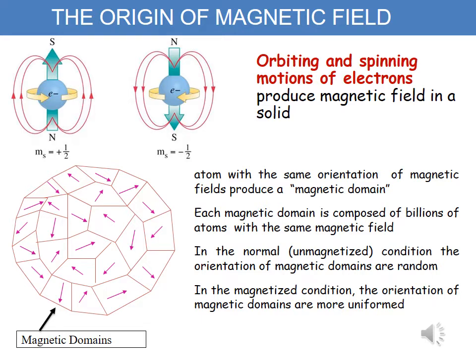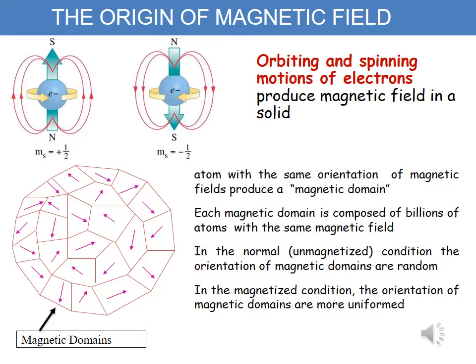The origin of magnetism in a material comes from a microscopic source, that is, the spinning electrons. Electrons spinning in the counterclockwise direction produce a spin-up orientation, which we call a north pole, while electrons spinning in the clockwise direction produce a spin-down orientation, or south pole.